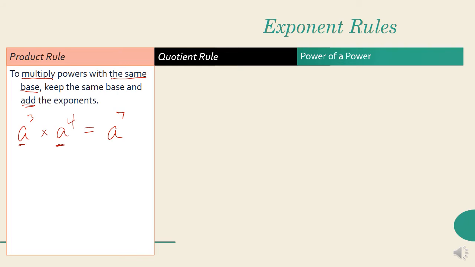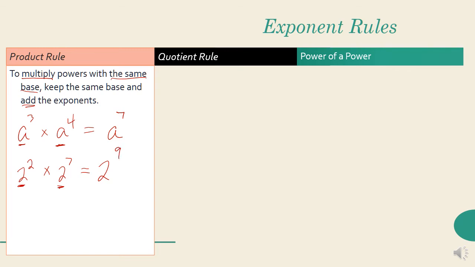Let's do it with some numbers. Let's say we have 2 squared times 2 to the 7. Is the base the same? Okay, so base and base is 2. Perfect. We know we can use this. We're multiplying. What does it tell us to do? Keep the same base. So write one of them, which is 2, and add the exponents. What is 2 plus 7?